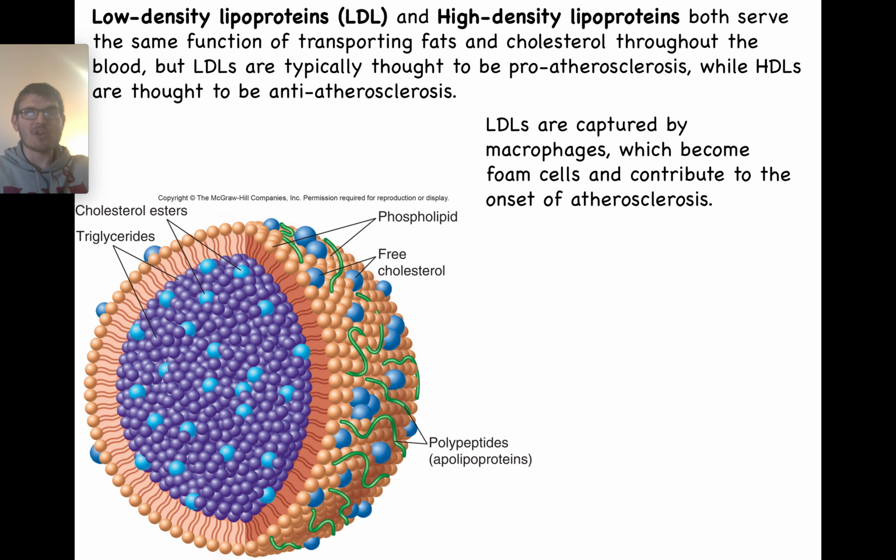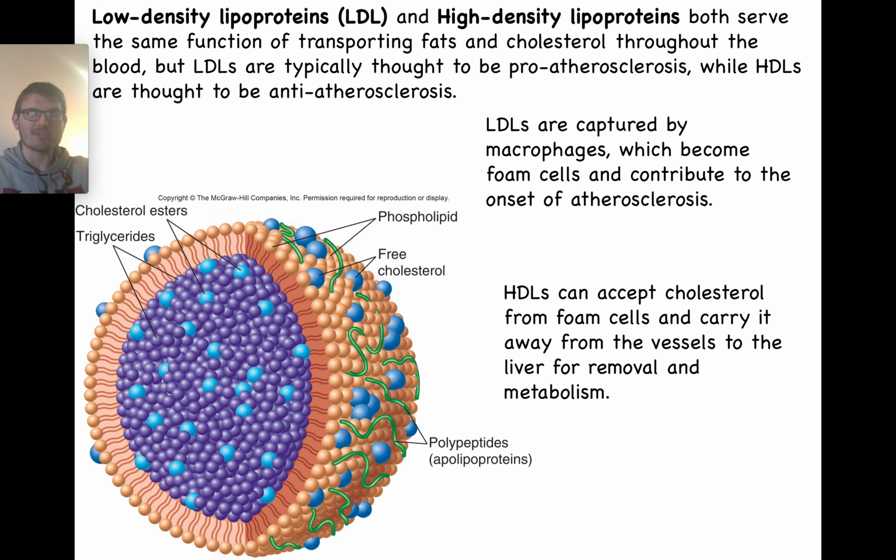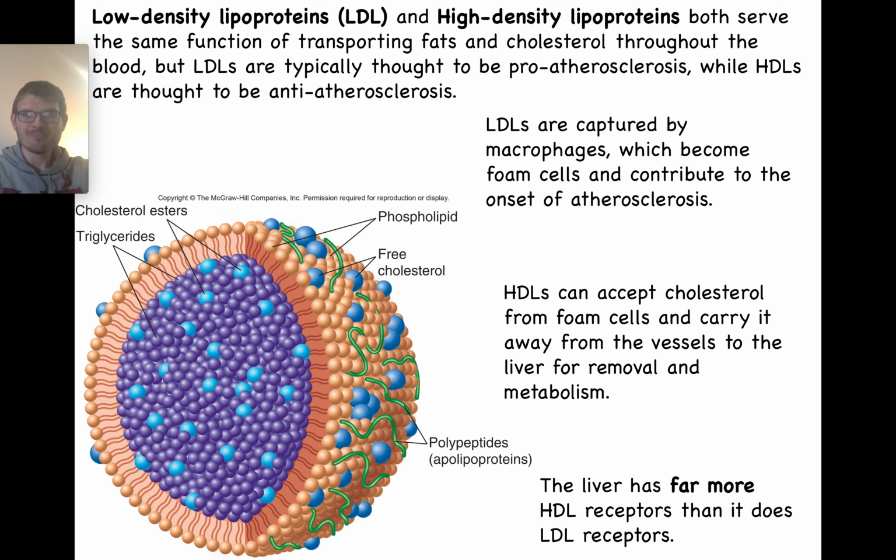So LDLs are typically thought to be bad because they carry these fats and cholesterol around, and they have a tendency to get captured by the macrophages, promoting foam cell formation and contributing to the onset of atherosclerosis, whereas HDLs basically go around stealing cholesterol and fat away from foam cells, slowing down the process of atherosclerosis, plaque formation, and helping things to get better.